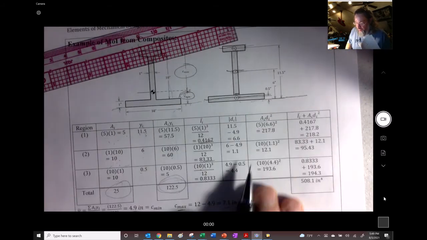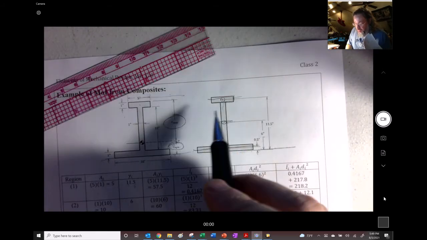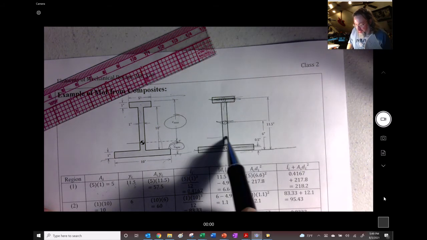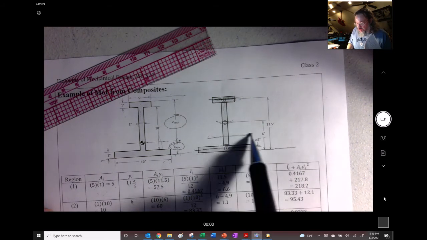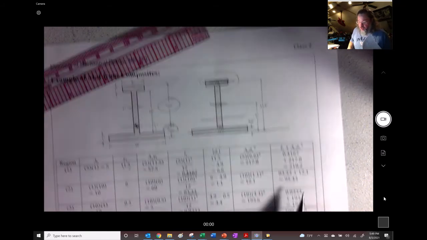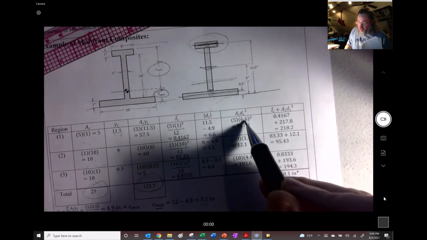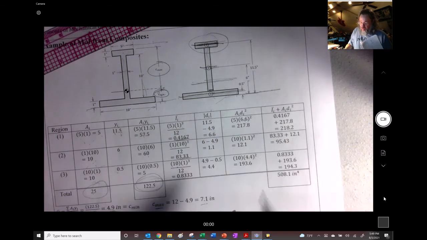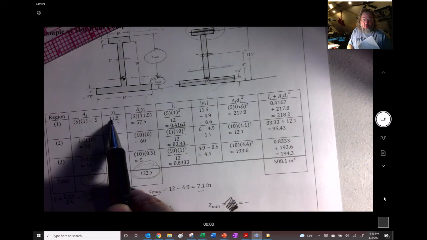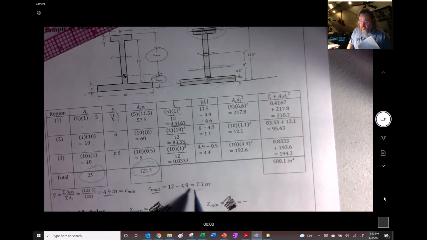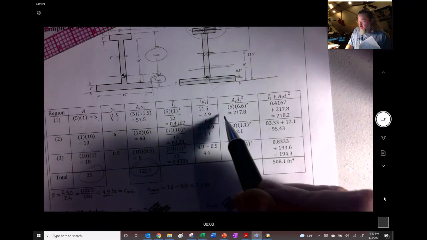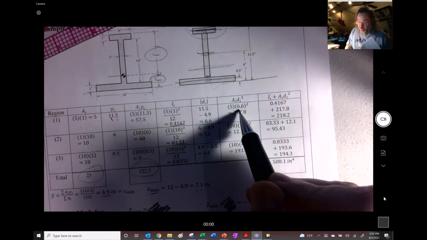We need to move it for this piece. We need to move it from here down to here, right? So this is the new location of the moment of inertia for this thing, so it needs to move. And we'll see that it needs to move 6.6, right? The idea here is that it was located at 11.5, and now it needs to move by 4.9. You could take my word for it. That ends up coming to 6.6, right?